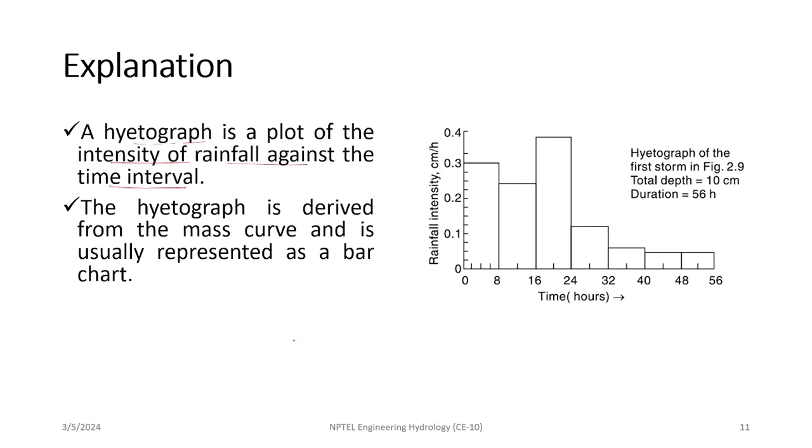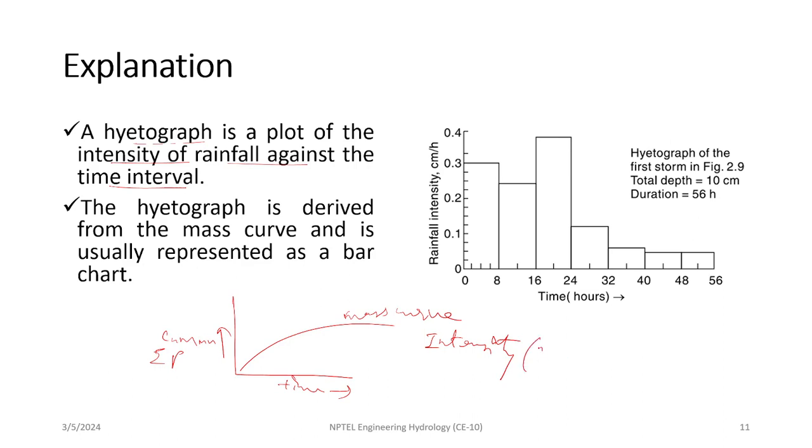Can you tell me how we can get this intensity? If we have rain gauge data, as we already discussed, and we are plotting the cumulative rainfall depth, that is the summation of P with respect to time, what kind of curve are we getting? Can you name it? Mass curve, yes. So it was the mass curve, right? Now I just want to know how I can get intensity from this curve.